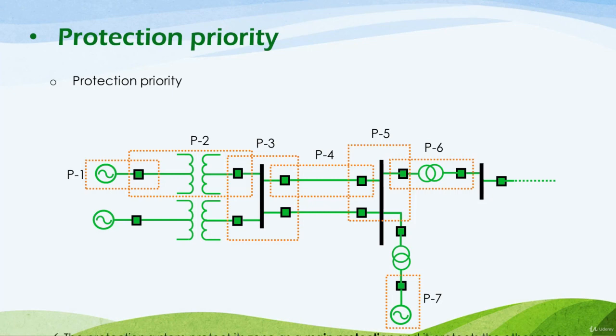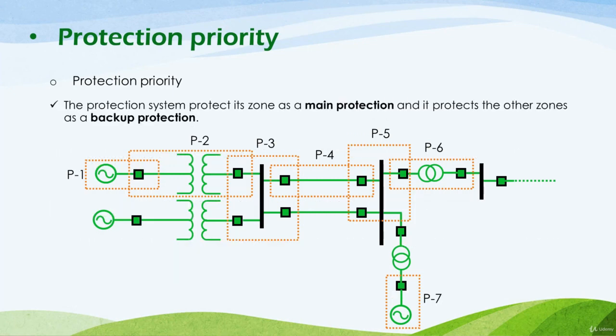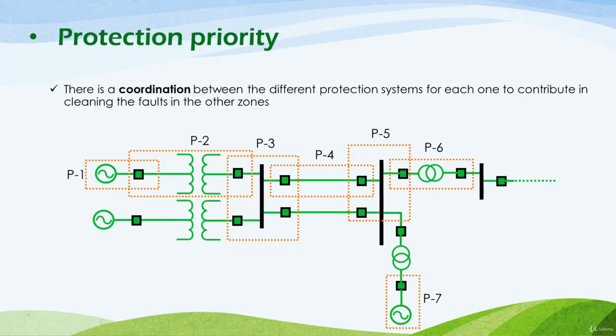So the protection system is responsible for protecting some components as a primary protection, which means if there is any fault on any element in one zone, this protection system will break the circuit immediately, as this is its main responsibility. And this protection system will also protect the other elements in the network as a secondary protection, which means it will wait for a period in which the other protection system can take an action. But if there is no action from the other protection systems, this protection system can break the circuit as a secondary protection. So what we want to say is that there must be a coordination between the different protection systems, as each of them will contribute to clearing the fault in the other zones.